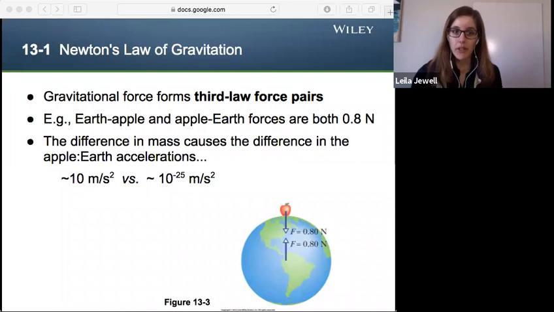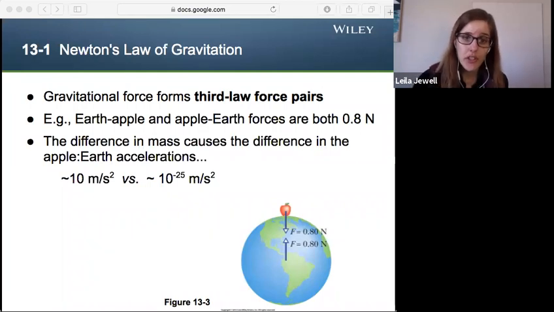And it turns out the gravitational force does form these third law force pairs. So the Earth-apple and apple-Earth, there's both a force there. The apple feels a force from the Earth, and the Earth does feel a force from the apple. And they're both about 1 Newton, 0.8. But we see the apple fall, and fortunately we do not see the Earth suddenly bounce off in a random direction because someone happened to drop an apple.